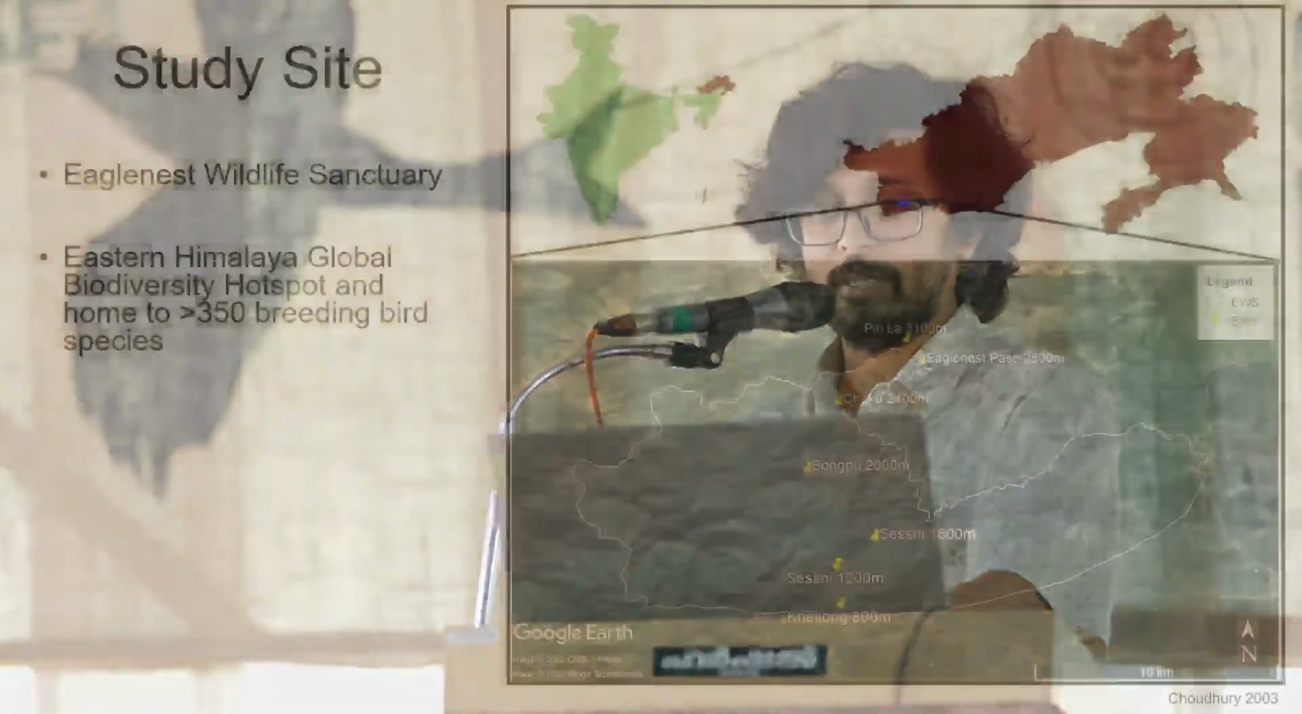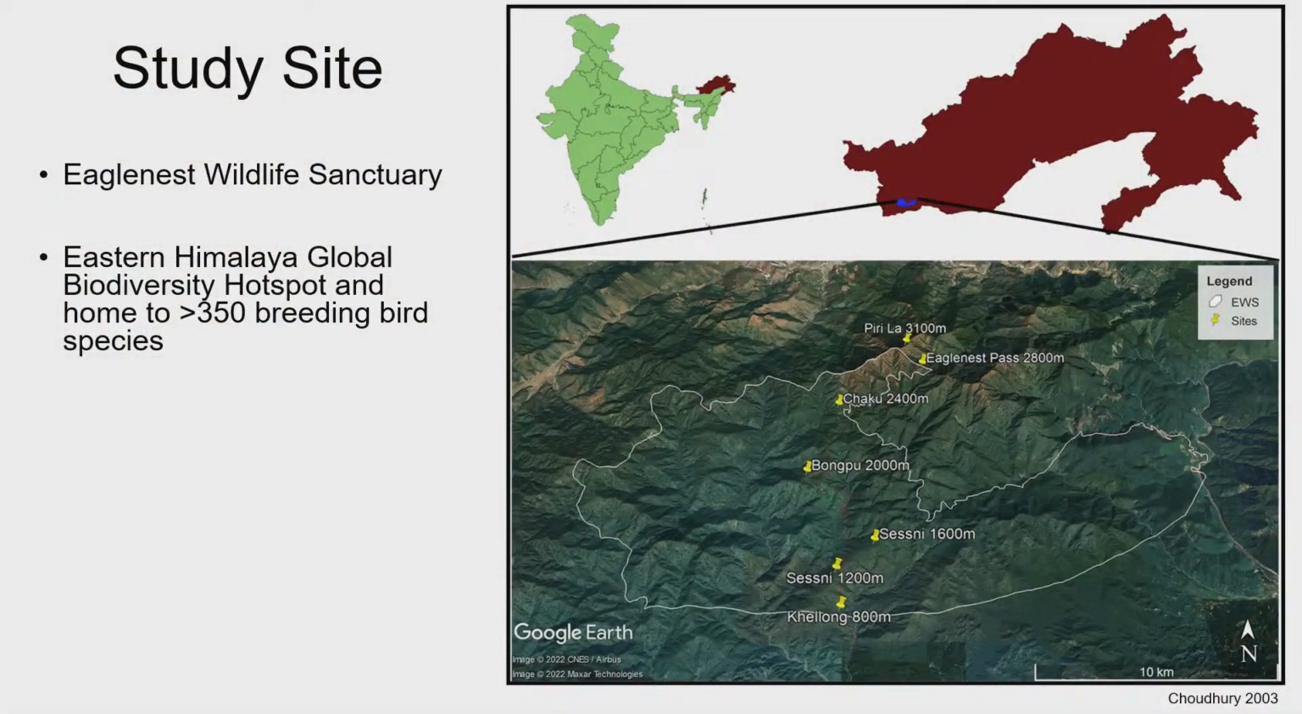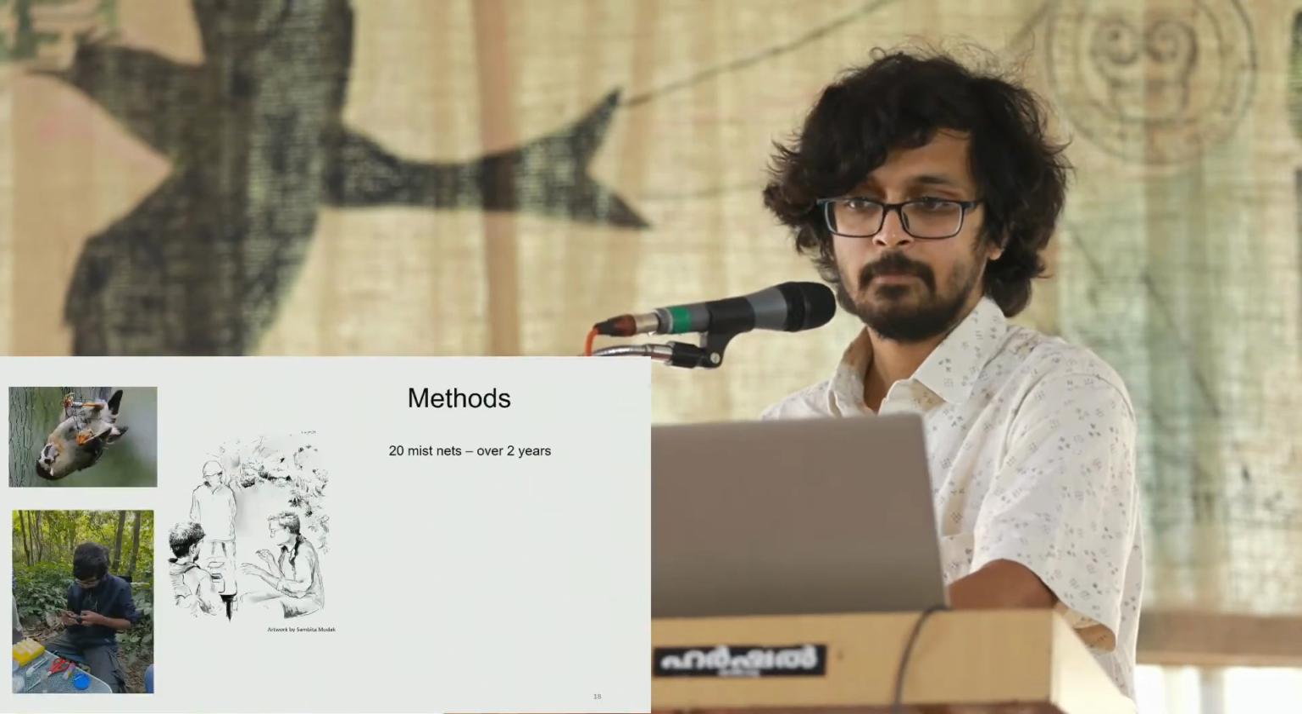And I conducted this study in Eagle Nest Wildlife Sanctuary, which is this beautiful place in the western part of Arunachal Pradesh. It's part of the Eastern Himalayan Global Biodiversity Hotspot, home to over 350 breeding bird species. And we have a really lovely elevation gradient that goes from about 800 meters above sea level to 3,100 meters above sea level. The points you see along this gradient are the places that I sampled. You have different kinds of forests as you go up the mountain that I've mentioned here.